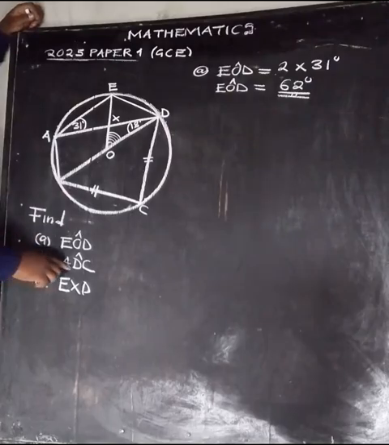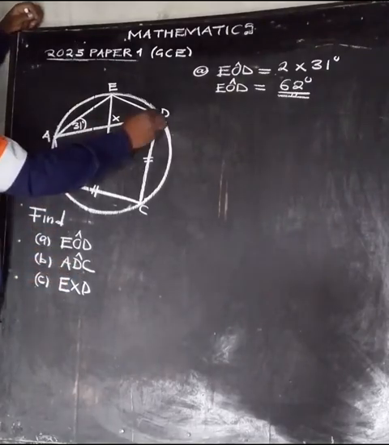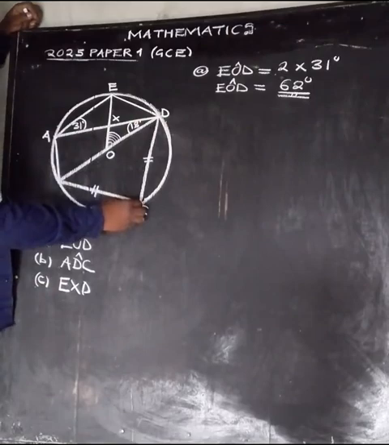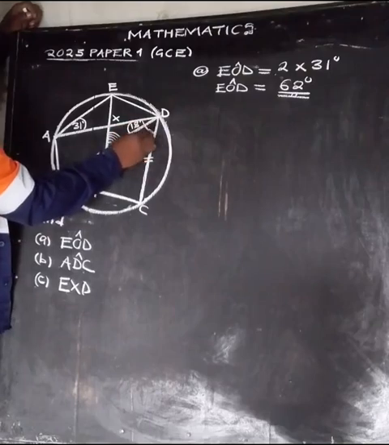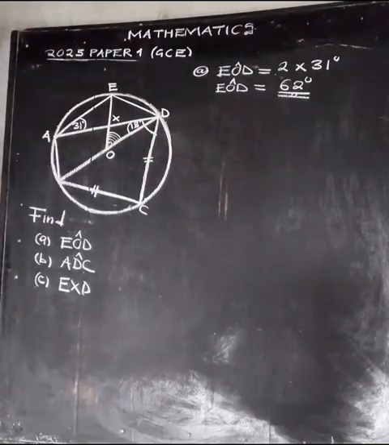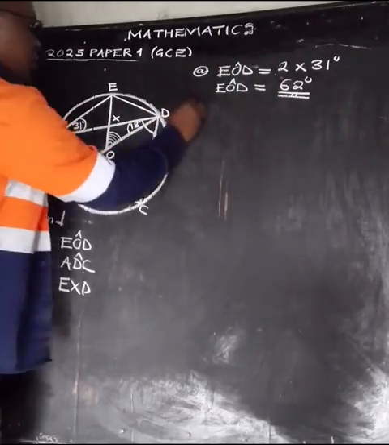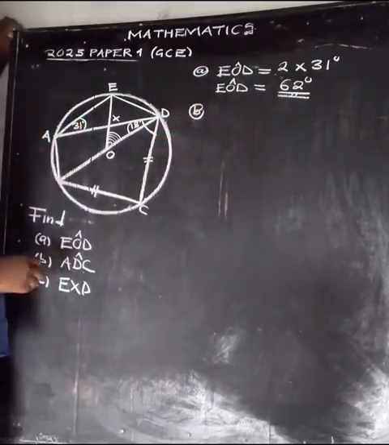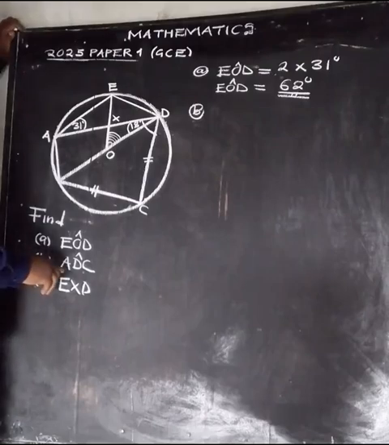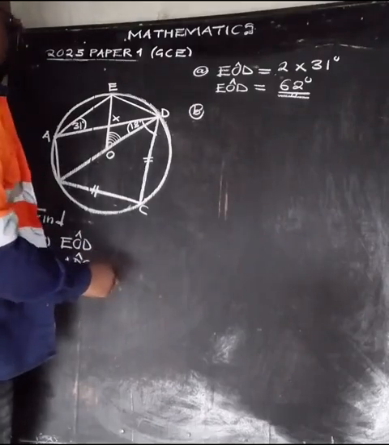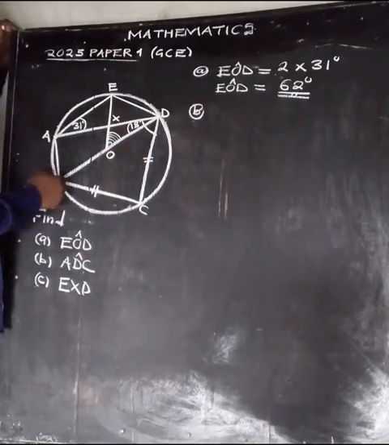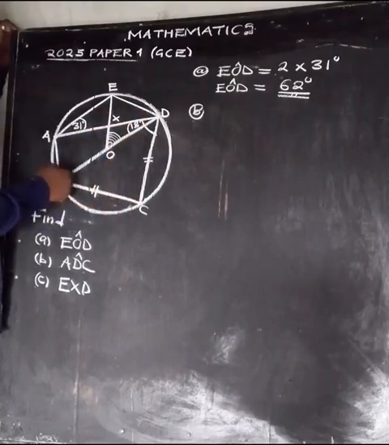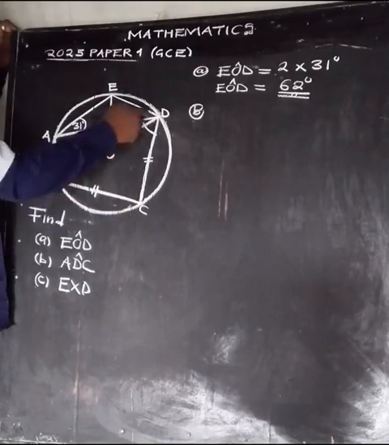Find angle ADC. Meaning they want us to find this angle. For us to find angle ADC, we are first going to consider this triangle, which is an isosceles triangle.